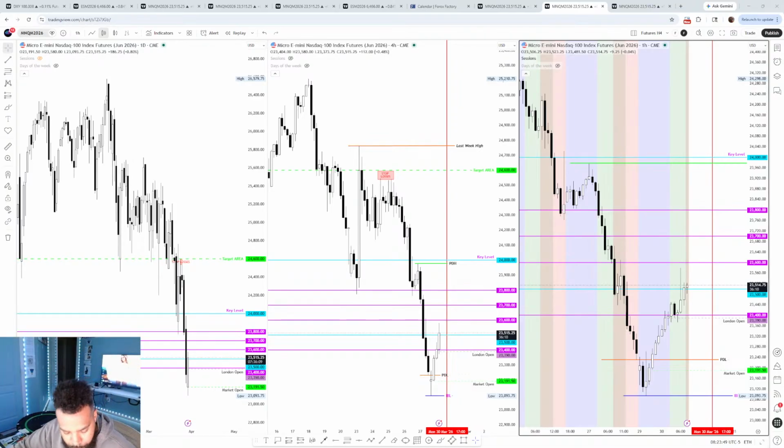Got that pretty much down. Everything there is good. Okay, and so we've got the higher time frame bias down. We know pretty much what we want.